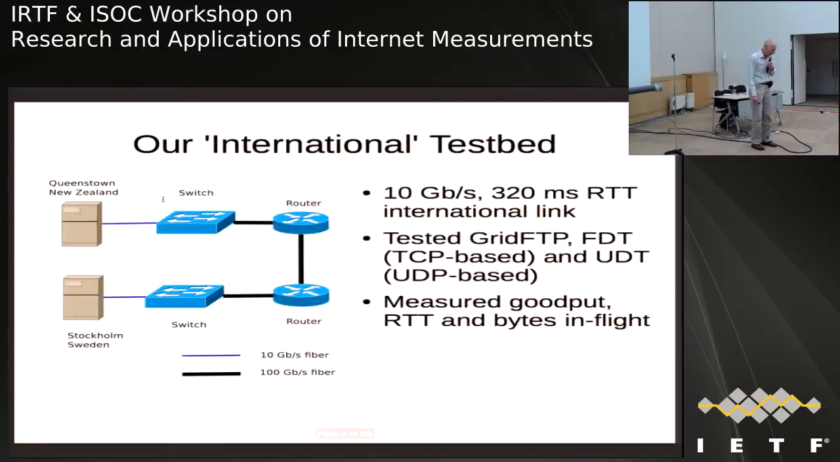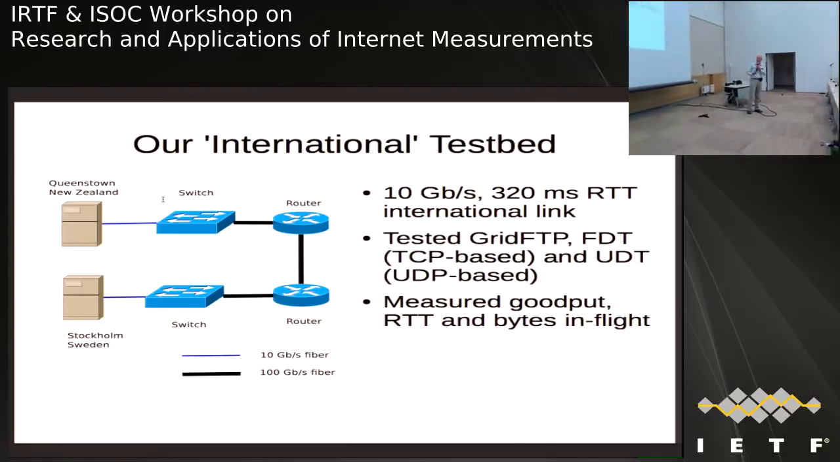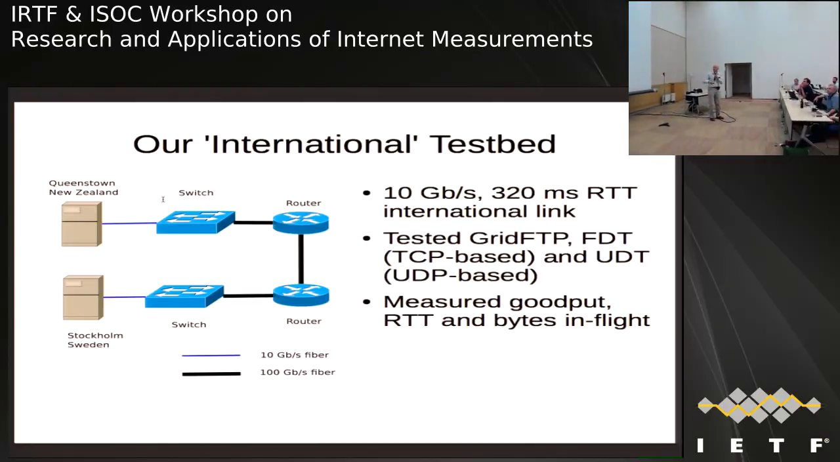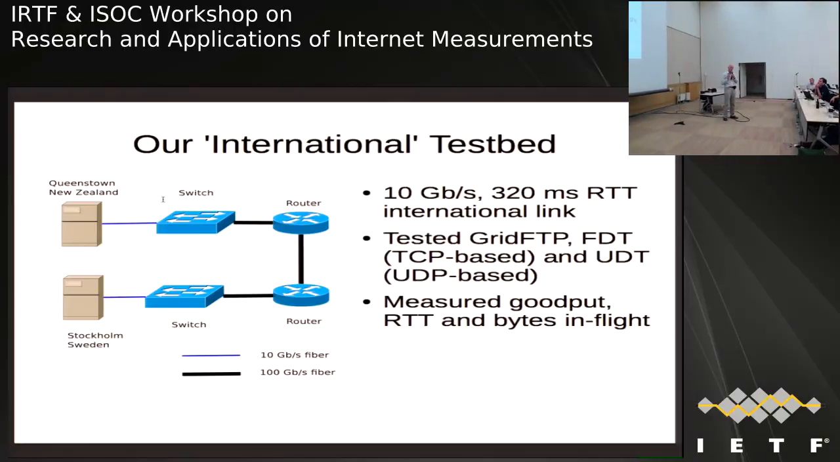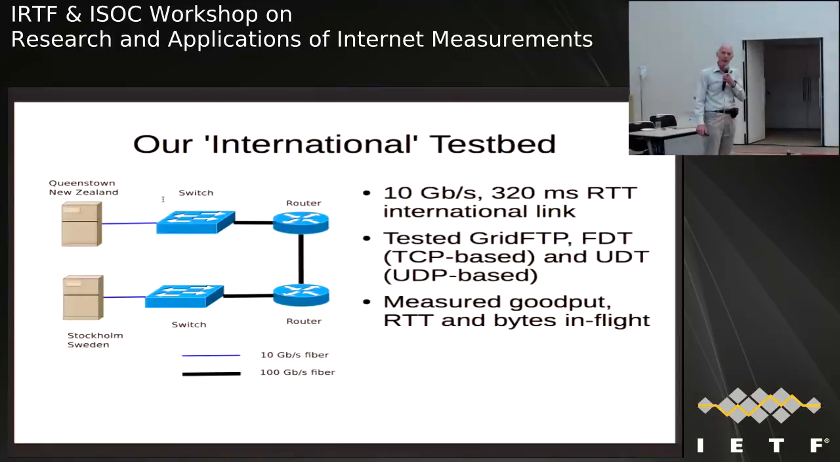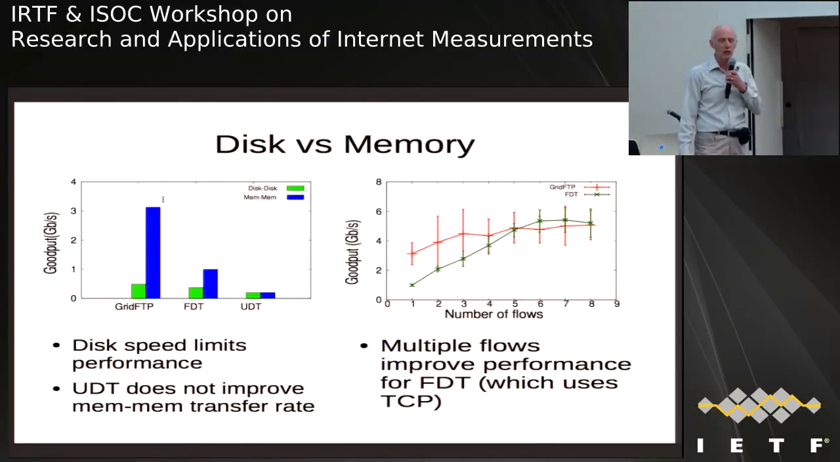We've been very fortunate in doing this to have kind friends with fast networks. So that's just an outline of those networks. But the interesting part was one from Queenstown in New Zealand all the way across to Stockholm in Sweden. And the section from Queenstown as far as Chicago was a 100 gigabit per second network and 10 gigabits from there across the internet and GEANT into Stockholm.